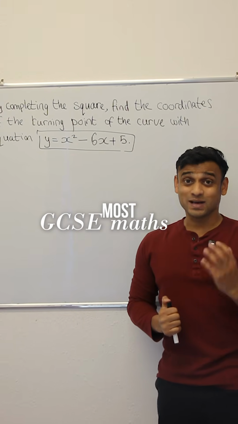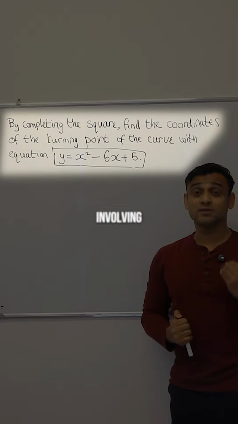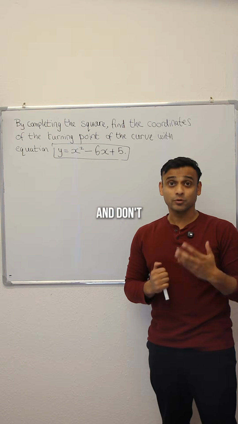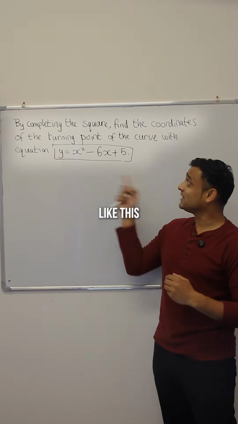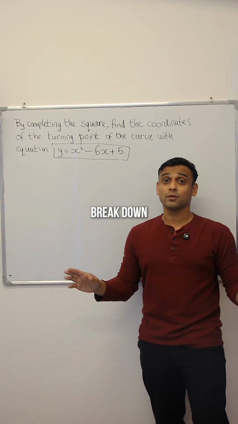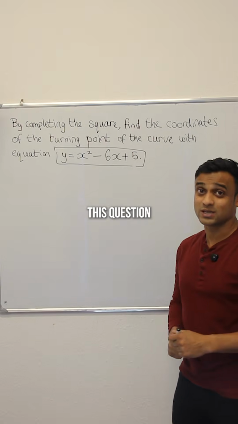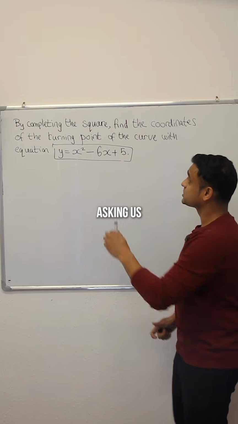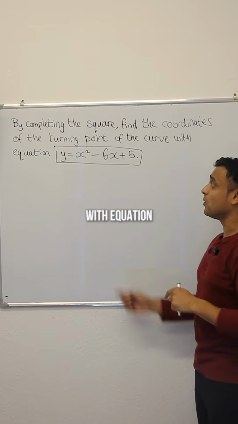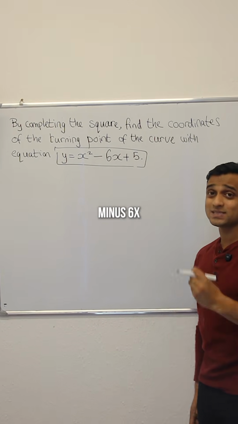Most GCSE math students struggle with questions involving completing the square because they just simply memorize and don't understand. Now, when you have a question like this, where you have to find the turning point using completing the square, students break down. But let me break down how easy this question can actually be. So the question's asking us to complete the square to find the coordinates of the turning point of the curve with equation y equals x squared minus 6x plus 5.